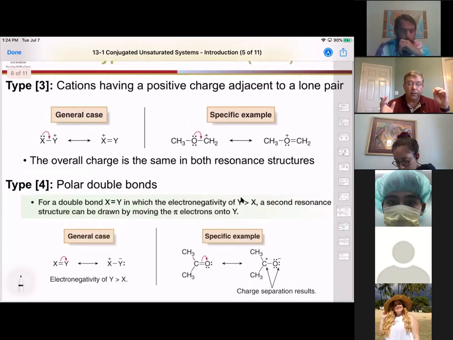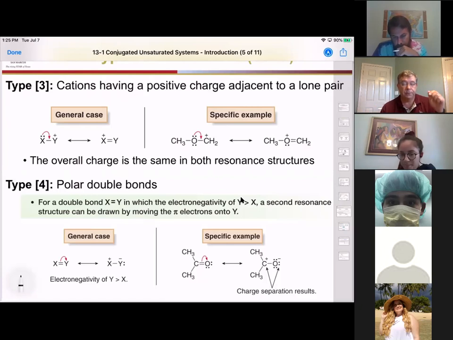So the third type we can have is what we call an adjacent lone pair, where we have a positive charge that can be shared on 2 different atoms. In this case, we would have an atom, usually something with a lone pair like oxygen or nitrogen, next to something that has a positive charge.